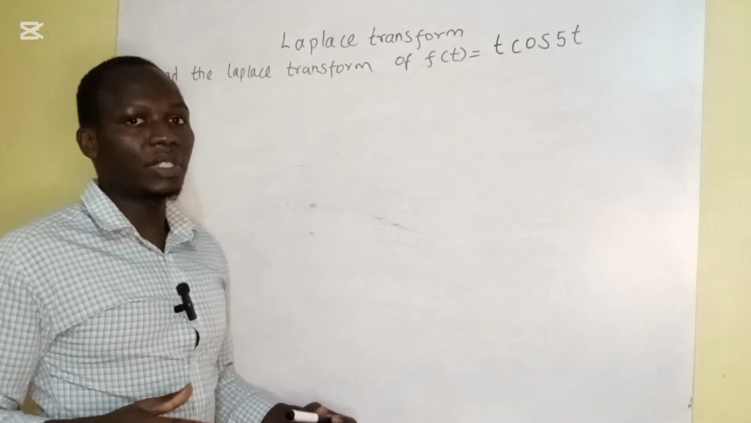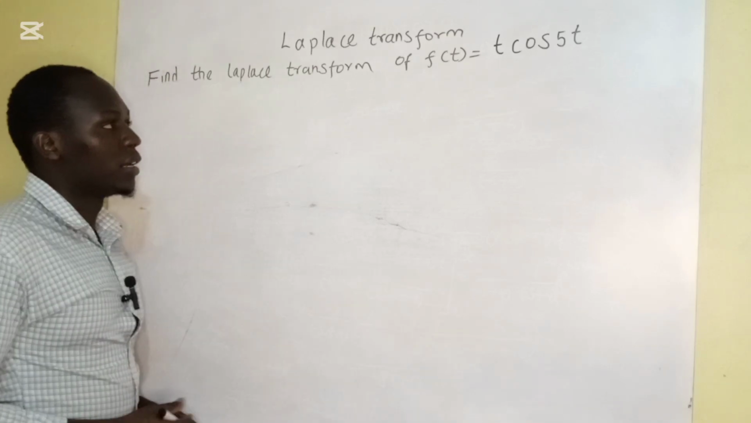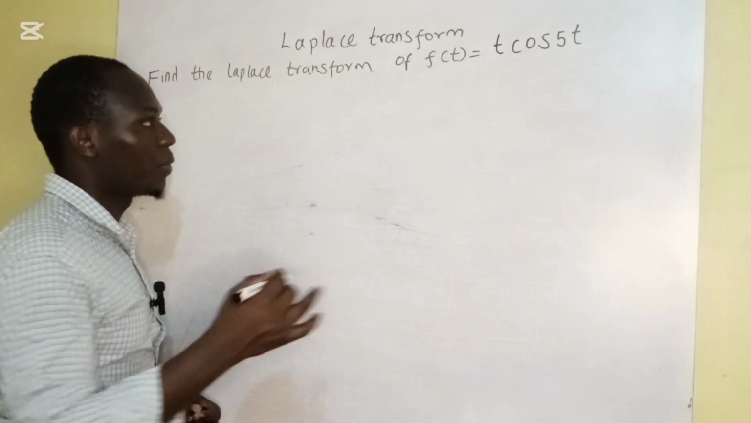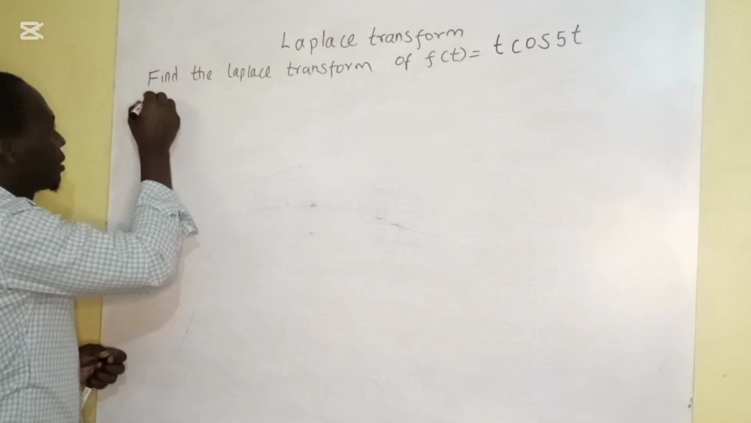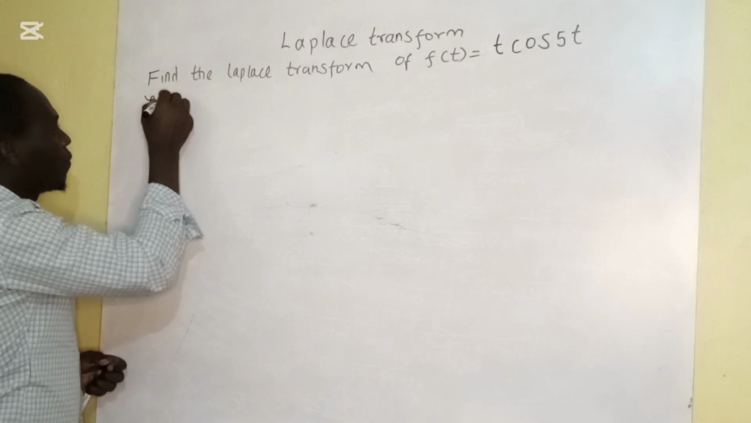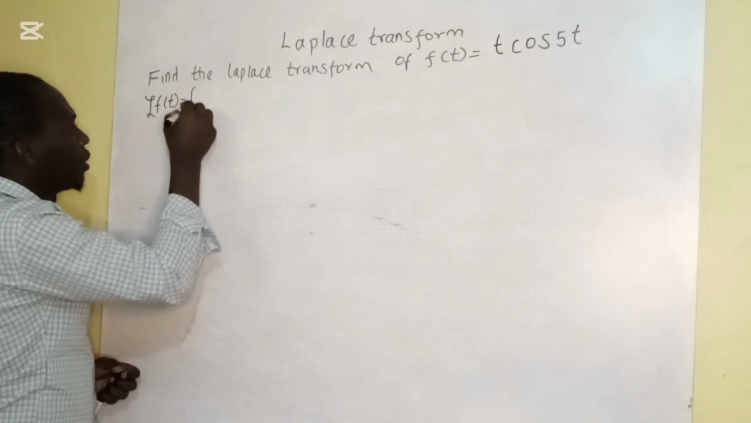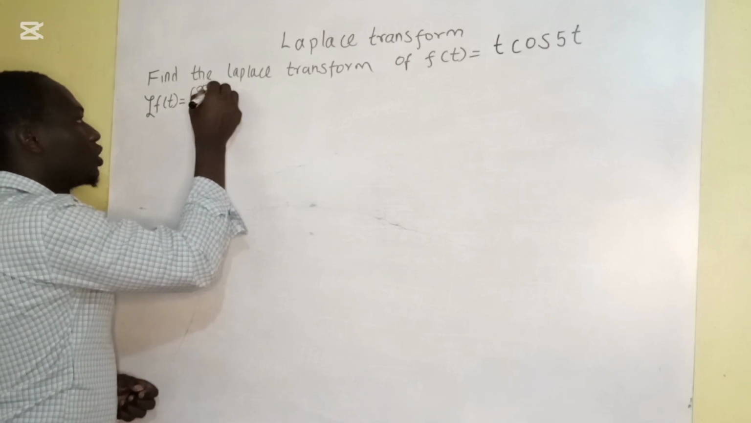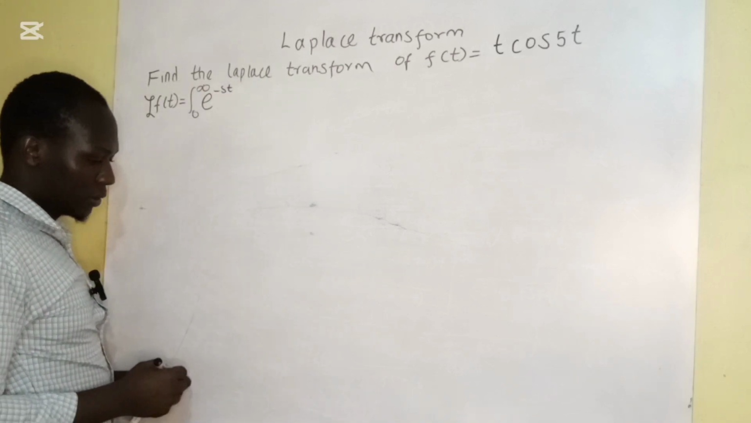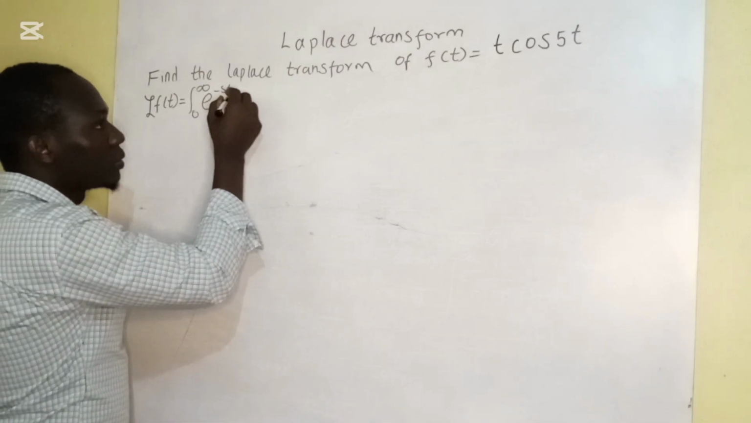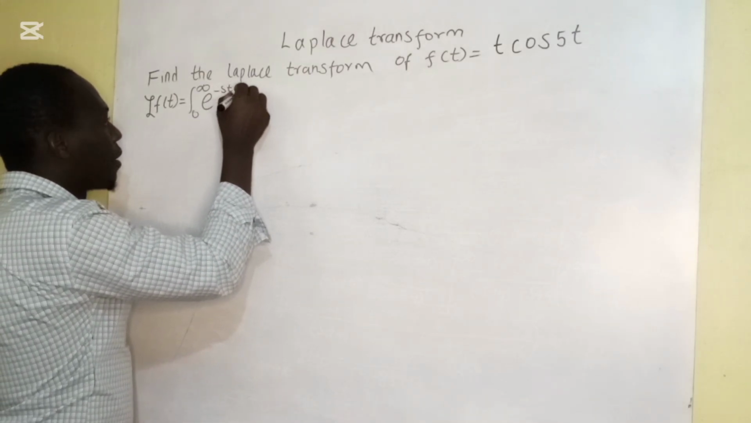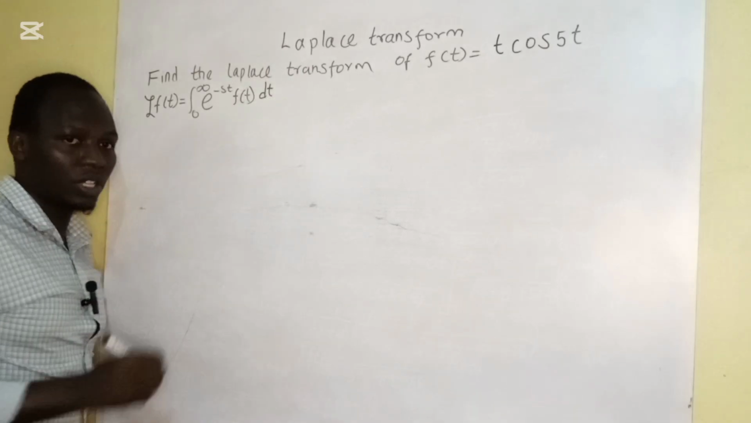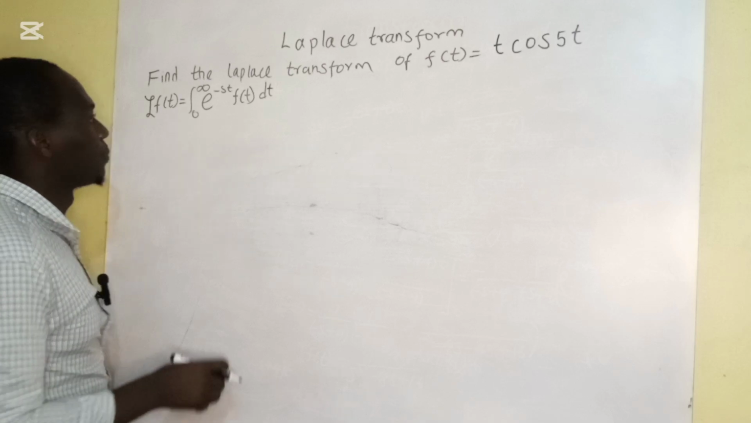Here, the first thing that we agreed on is how to notate the first principle formula. When it comes to the first principle formula, we understand the Laplace transform of our function f of t is equals to integration with respect to our limits, exponential negative st, and here we multiply by our function f of t. Our integration is with respect to dt.